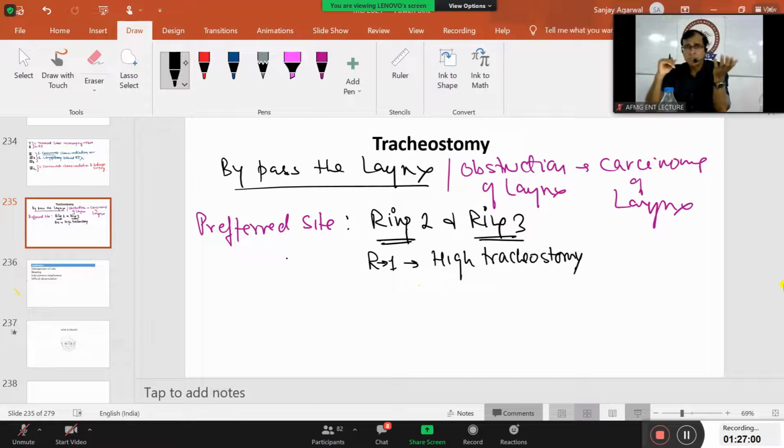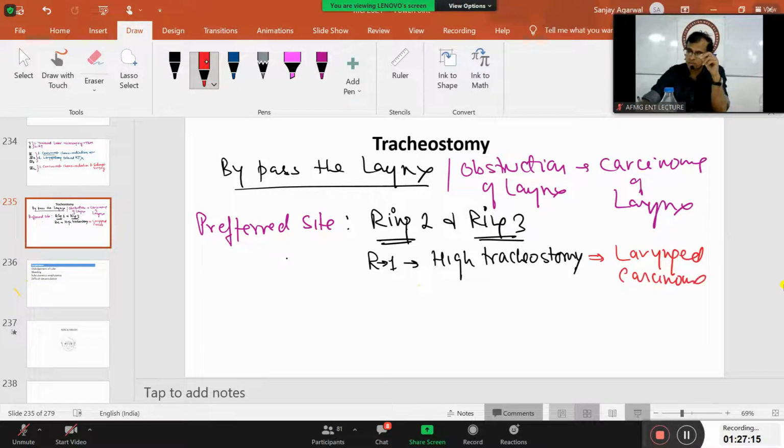So what is high tracheostomy? When you do tracheostomy in ring 1, and there's only one indication for this, and this is an MCQ. What is the only indication for high tracheostomy? Laryngeal carcinoma. So this is another very important MCQ. What is the indication of high tracheostomy? Laryngeal carcinoma. And the last thing is complications.